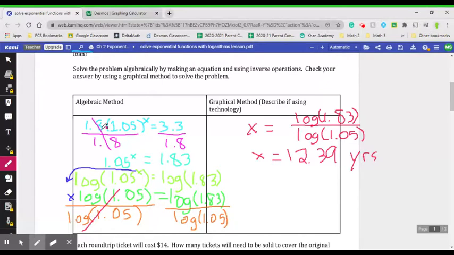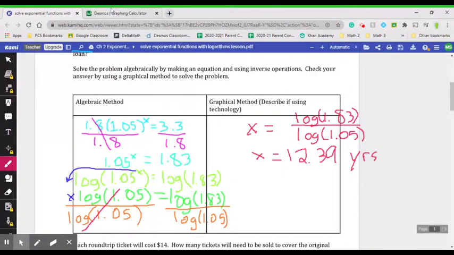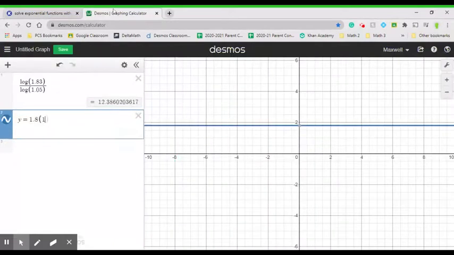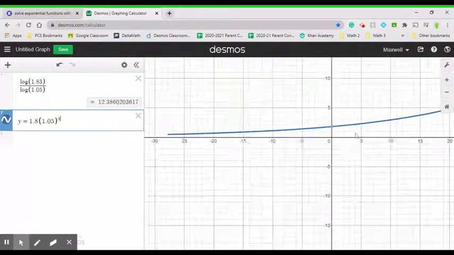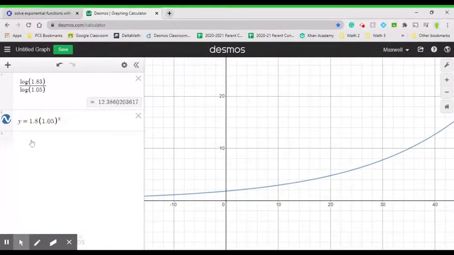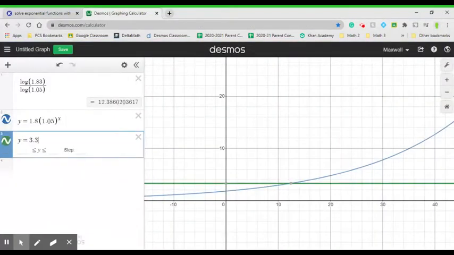So if we were to do this same problem graphically, it is pretty straightforward, whether you're doing your calculator or on Desmos. So if we go back, we are going to take this original blue equation. One side of our equation is y equals 1.8 times 1.05 to the power of x. So we can see that exponential equation right there. And then the right side was just y equals 3.3.